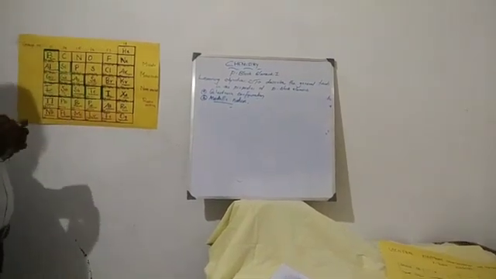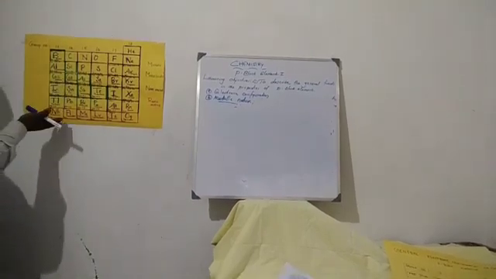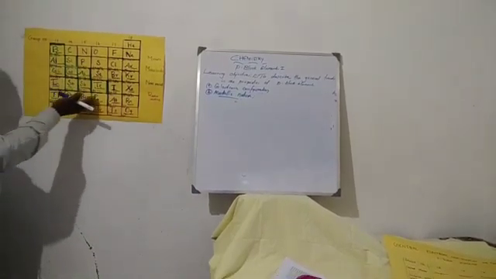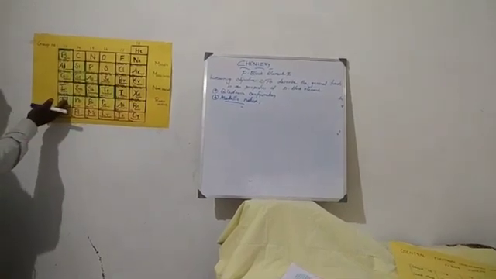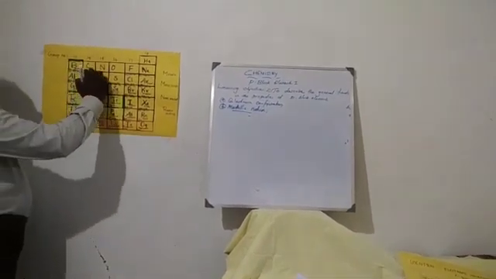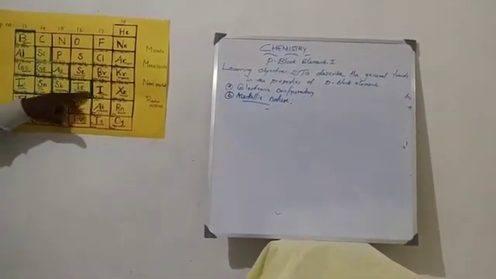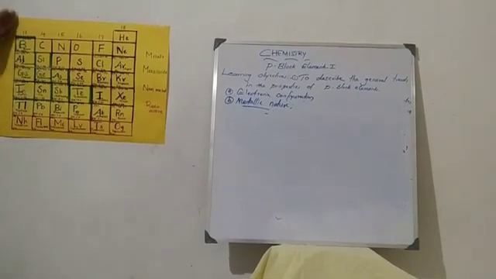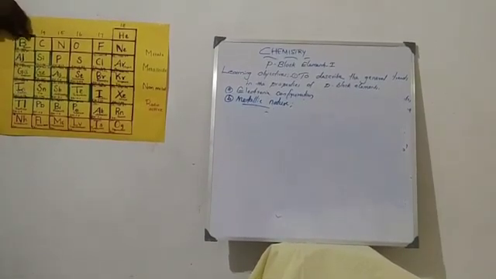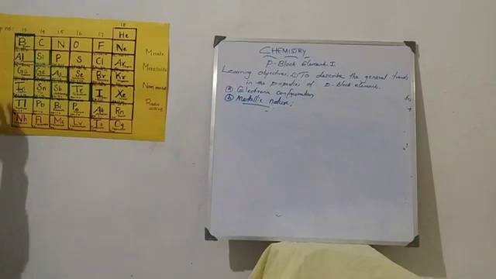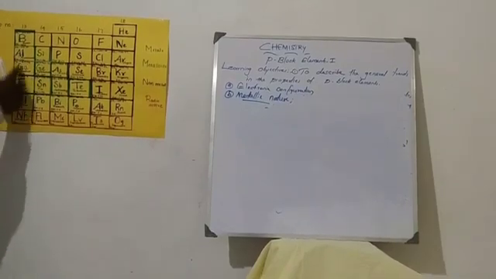Classification. Here, metals occupy the left corner of the periodic table, and non-metals occupy the right corner. Metalloids occupy the middle of the p-block elements. In the 13th group, the first one, boron, is a metalloid. The remaining elements are all metals.